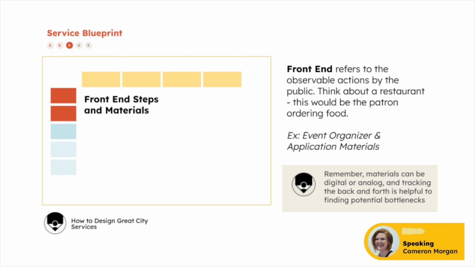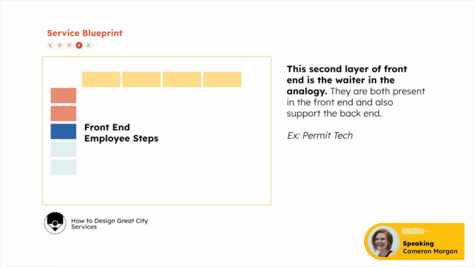Again, I'll give a plug here. Remember that tools can be digital and analog, and noting the back and forth between those is always a really important finding, right? So if we're continuing that analogy, think of this as the waiter in the analogy, right? They're engaging with the patron, but also they get to see all the fun stuff that's going on in the kitchen. So they're both present in the front end and back end. For the sake of our work, this was the permit tech.